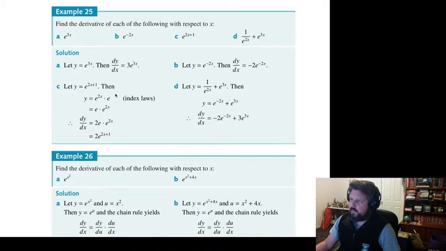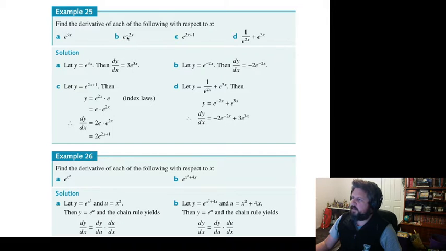Now, putting it into action. It says here, find the derivative of each of these following with respect to x. Cool, you've got e to the power of 3x here. Happy days. This here is the k value. It's going to come down in front. Check. And we're left with the same bit here, e to the power of 3x. Done. Move on to the next question.